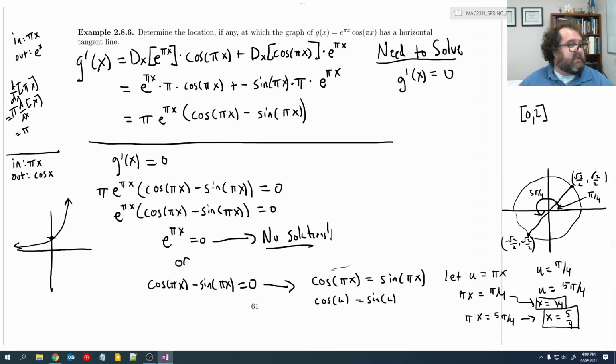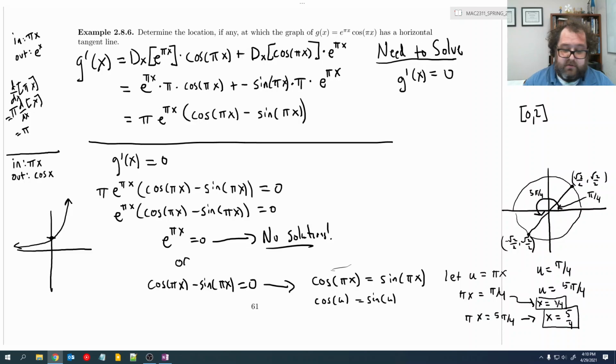Now, let's look at this function. I have a feeling it's going to be a crazy function, because that e to the pi x is going to make this get really big really fast. E to the pi x times cosine pi x, yeah, crazy.